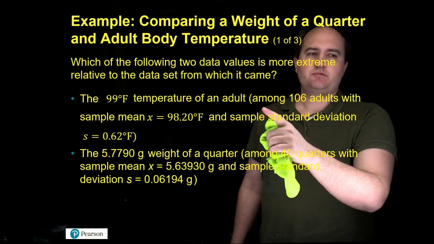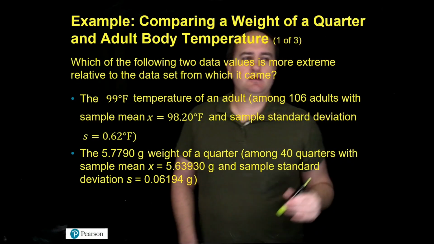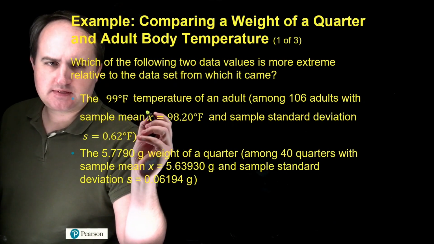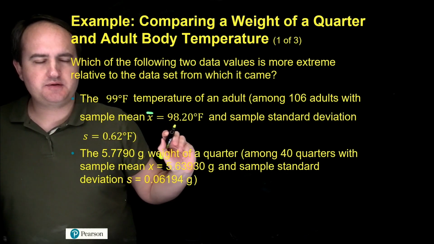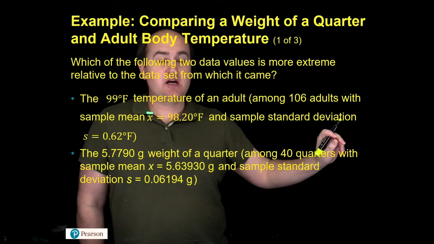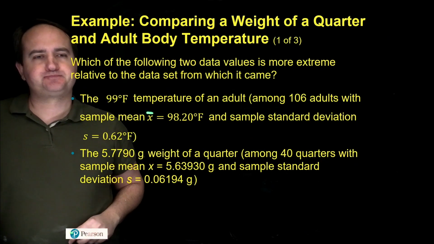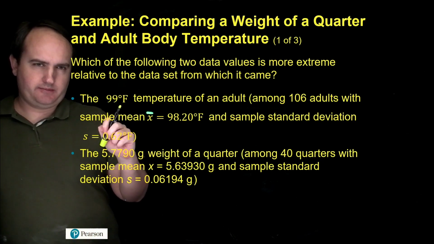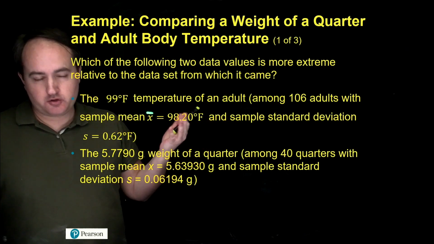This is from a data set where there were 106 adults in the study with a sample mean of x bar equals 98.20 degrees Fahrenheit, and sample standard deviation, S, equals 0.62 degrees Fahrenheit. Okay, this is the first data value, and that's representing the temperature of an adult human.